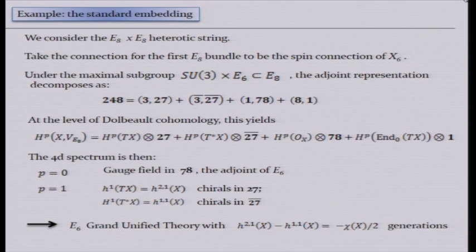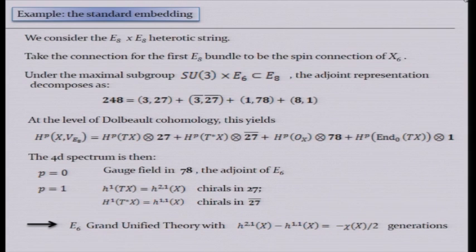It means that you take your E8 connection to be the spin connection, the SU(3) connection that you get from the holomorphic tangent bundle of your Calabi-Yau threefold. Okay, so to understand the low energy effective theory, we take this SU(3) connection. We started with a connection which sits in the adjoint of E8, okay? The adjoint of E8 is a 248-dimensional representation. And now I want to decompose it under the maximal subgroup SU(3) times E6. So E8 has a maximal subgroup SU(3) times E6.